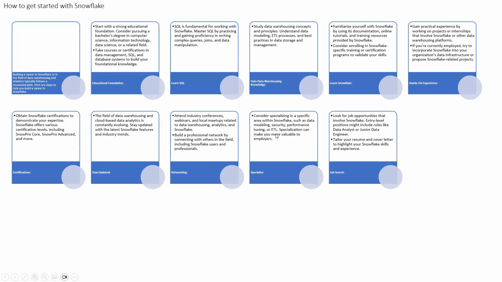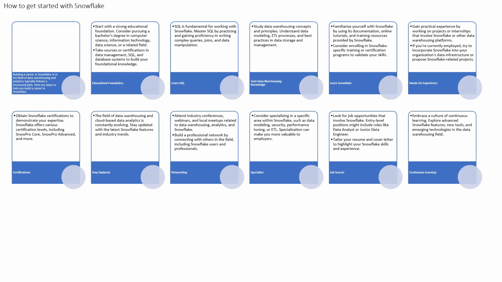Job search is also something you need to do. Harsha Trainings might be helping you to find the respective jobs, or else you will already have the jobs. That is something you need to do in creating your resume and all those things. And continuous learning is also important.